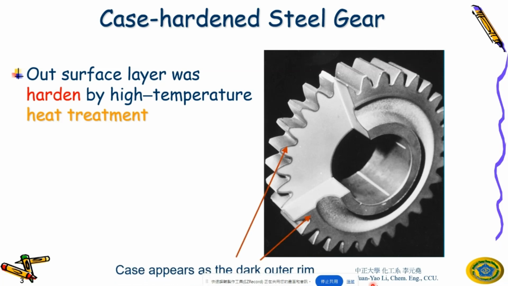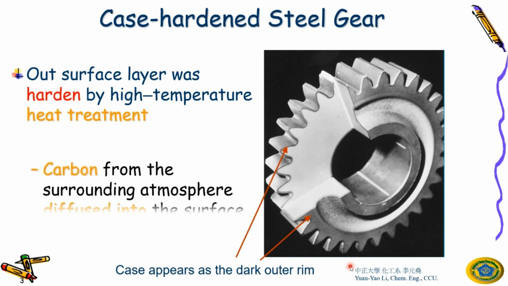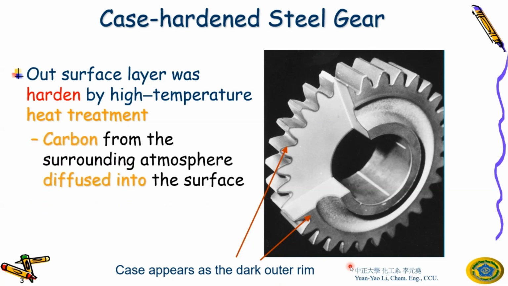So this is a case, which appears as a dark outer ring. The carbon from the surrounding atmosphere diffuses into the surface. But you might ask, Professor, I never see carbon in gas phase. Do you know methane? Methane is CH4, and it is in gas form. You know natural gas, right?